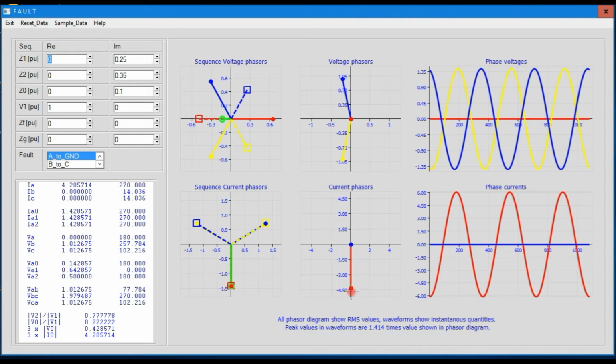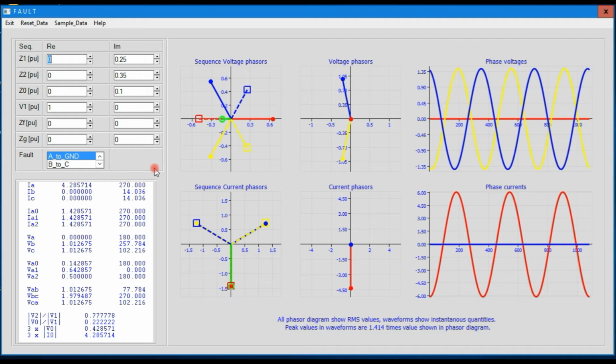The theory of symmetrical components tells us that the sequence components of current will be equal for a line to ground fault, and that is shown in this phasor diagram here. The sequence component of voltages will not be equal because they are determined by the sequence impedances multiplied by the corresponding sequence current. But note, for this earth fault we have a strong zero sequence, shown in green, component of voltage.